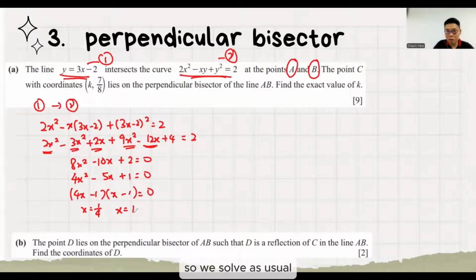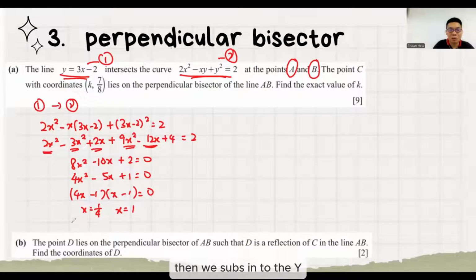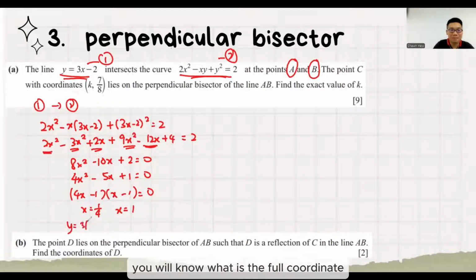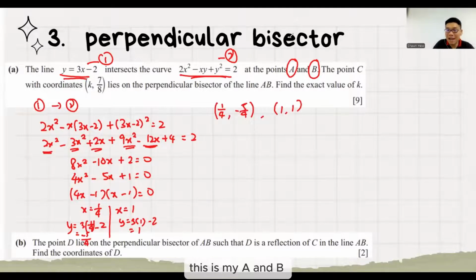So we solve as usual. So this will be the x coordinate for A and B. Then we substitute into the y. We'll know what is the full coordinate. This is my A and B.